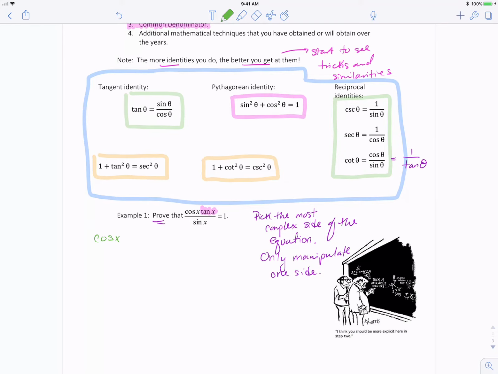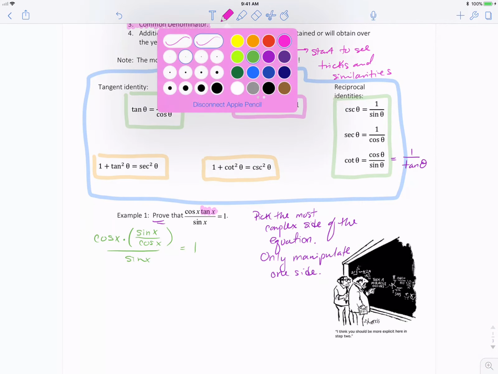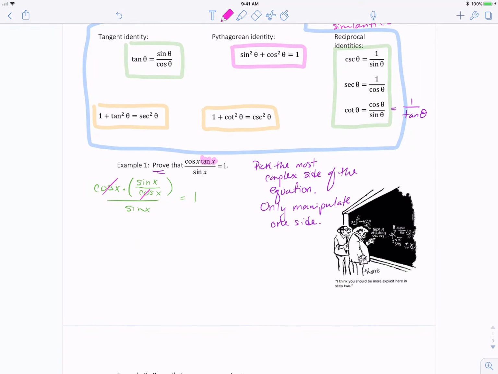So cosine of x multiplied, but instead of tangent, remember we recall our first identity, that tangent is sine x over the cosine of x, all divided by the sine of x. We keep the right-hand side equal to 1. You will notice, math magic, it cancels. Cos over cos cancels. I'm left with sine of x over the sine of x equals 1. And you can see a little bit more math magic. Cancel, cancel. I'm left with 1 equals 1.